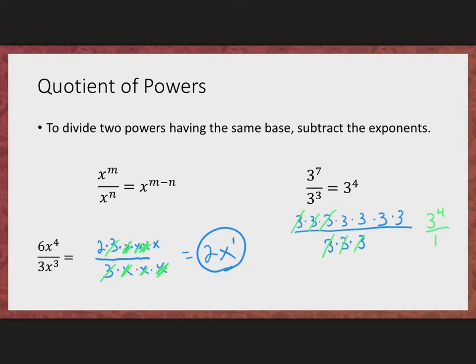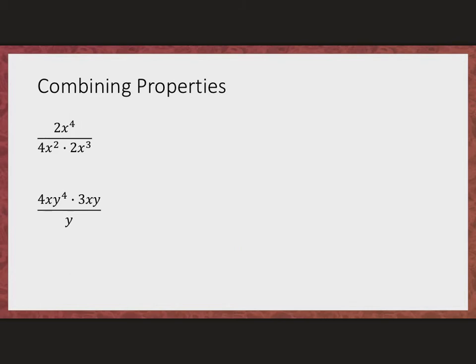Let's combine these together and see what we can get. So in these examples, we have problems that combine the product of powers and the quotient of powers into the same problem. And my advice is to deal with the part of the fraction that has multiple terms in it first. So in the first one, we are going to try to simplify 4x squared times 2x to the third first, and then use the quotient of powers rules to try to simplify the fraction further.